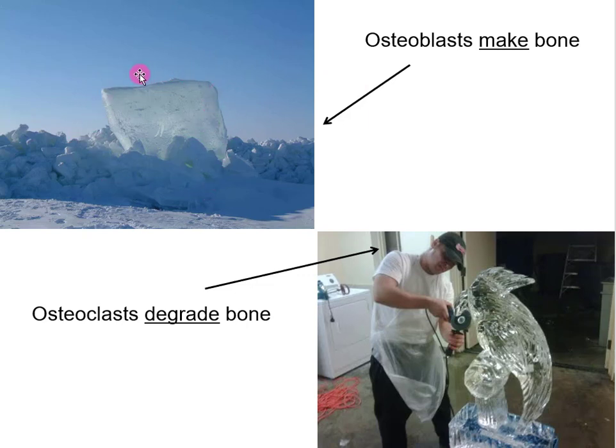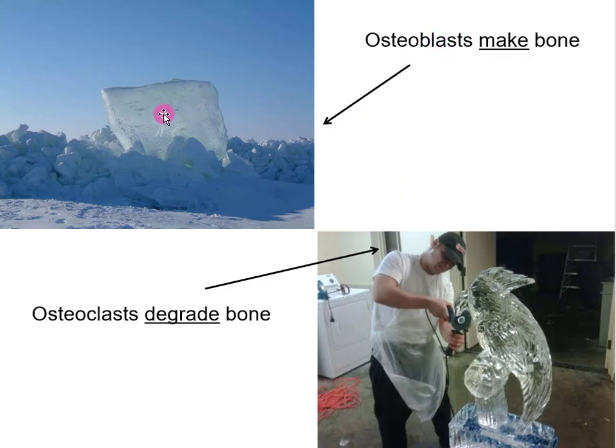some amazing artist could say, "Ooh, I see an eagle embedded within here. I just need to reveal him to the world." And how does he do that? He's an osteoclast, and what that artist acts as is an osteoclast, and so he shaves away at the ice. What is he doing? He's degrading bone, but he's not degrading bone for the purpose of destroying bone. His job is not to destroy this chunk of ice. His job is to carve it out into something beautiful, in this case this bird or eagle or whatever it is. And so that's what these guys do.